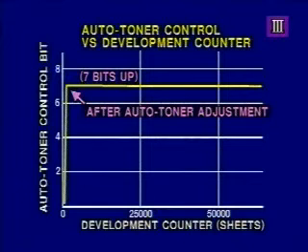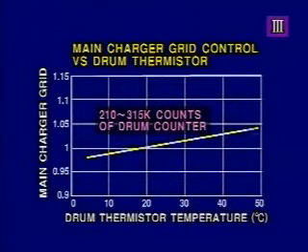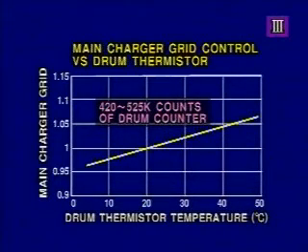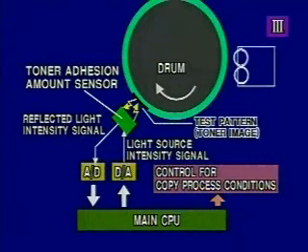Additionally, after the auto-toner sensor is adjusted, the auto-toner sensor control signal is raised by 7 bits to stabilize an image. The charger grid voltage is varied by the drum thermistor according to the drum counter at between 10 and 50 degrees Celsius, in the range of about 4 to 15%. In addition to these controls, control is performed by the toner adhesion amount sensor in order to maintain image quality corresponding to the actual operating environment and use of the drum and developer material.